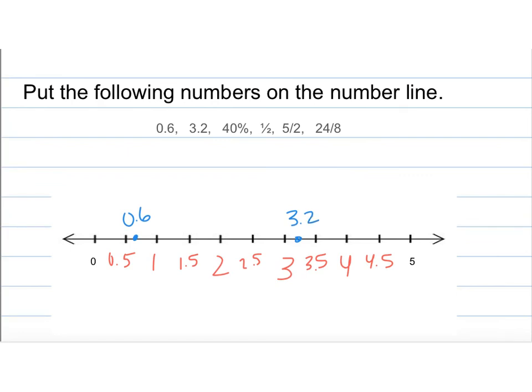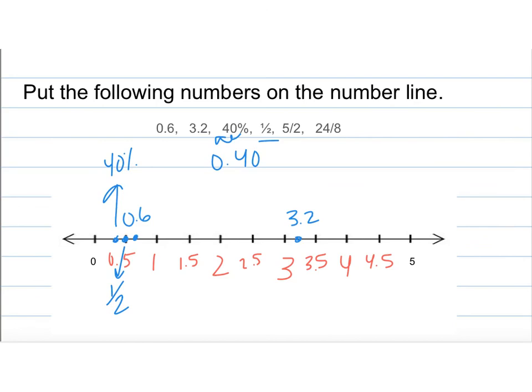40%, if I were to put that as a decimal, would be like that, which would be just a little bit below the 5/10. And we would label that as 40%. 1/2 would be right here on the decimal, 0.5. Again, I'm labeling them with their original format as well.